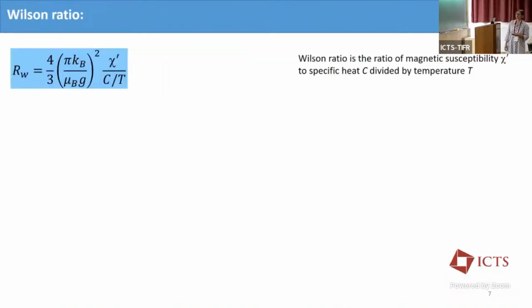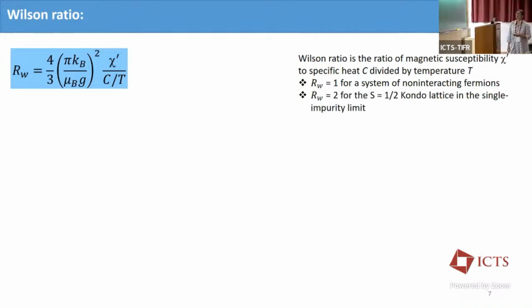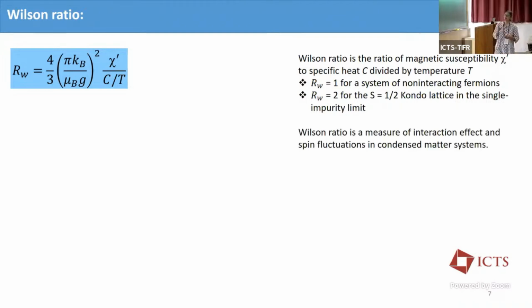Okay. So this is the last part of my introduction, where I describe to you the Wilson's ratio. As you know, Wilson's ratio is a ratio of magnetic susceptibility chi prime to specific heat divided by temperature. That is an expression written on the left side for you. And for non-interacting fermions, Rw has the value 1. For very strongly interacting systems like the Kondo lattice in spin half, in the single impurity limit, Rw has a value 2. So basically, Wilson's ratio is a measure of interaction effect and spin fluctuations in condensed matter systems.